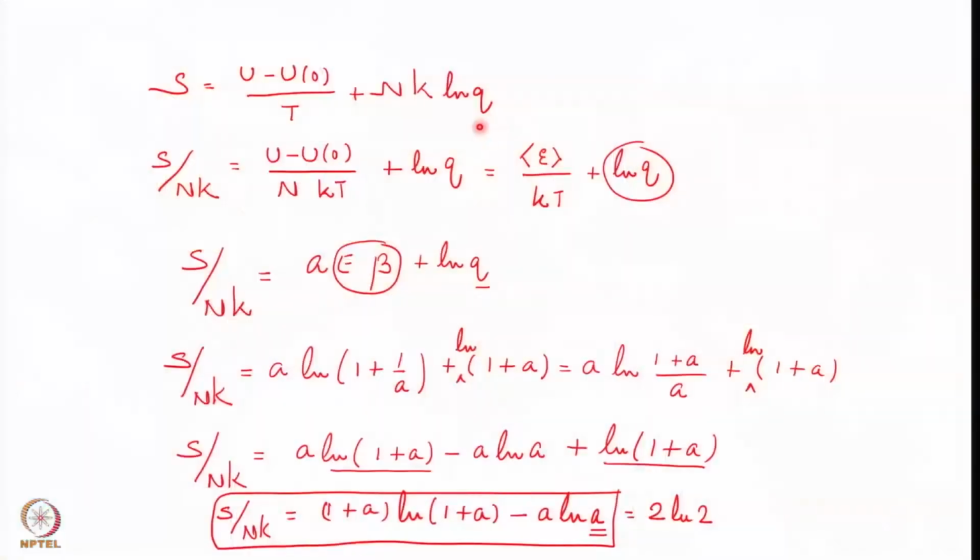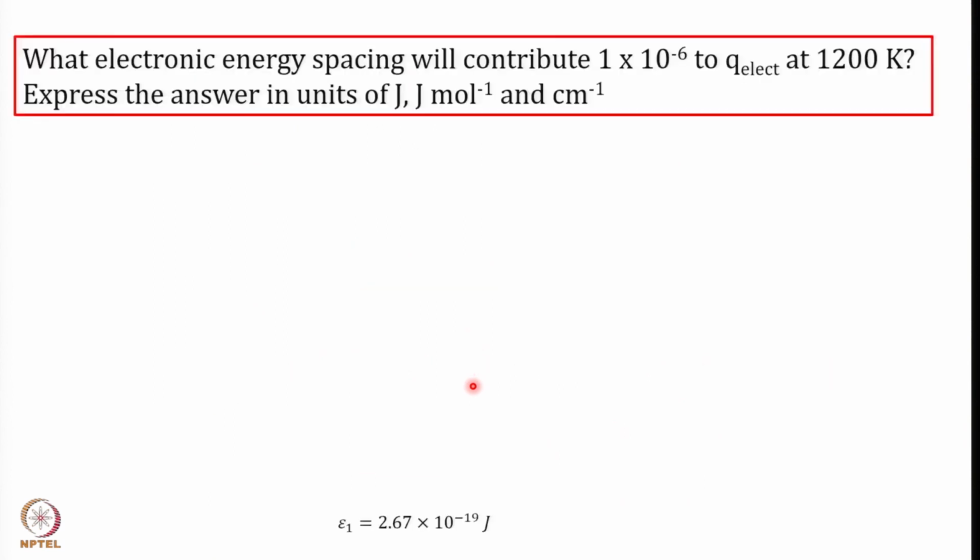When you talk about q here we had some expression, so there is no issue. But the overall molecular partition function can also be a product of translational, rotational, vibrational, electronic, etc., and that has to be properly accounted for. Let us move forward and discuss another type of problem. Now the question is, what electronic energy spacing will contribute 10 raised to the power minus 6 to q electronic at 1200 Kelvin?